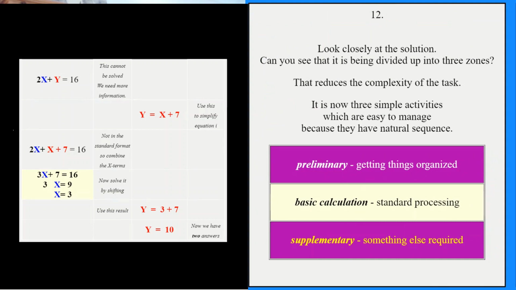Look closely at the solution. Can you see that it's being divided up into 3 zones? That reduces the complexity of the task. It is now 3 simple activities which are easy to manage because they have a natural sequence. There's a preliminary stage of getting things organised. There's the basic calculation, which only involves standard processing. And we have a supplementary stage because something else is required.